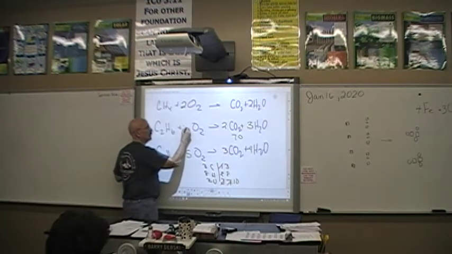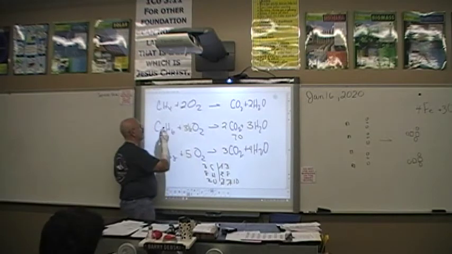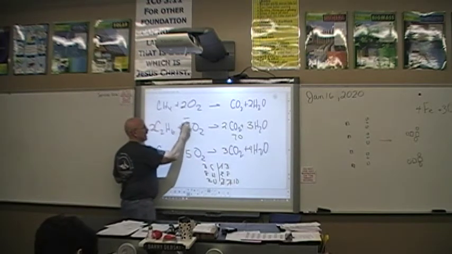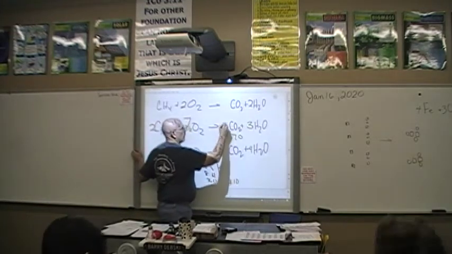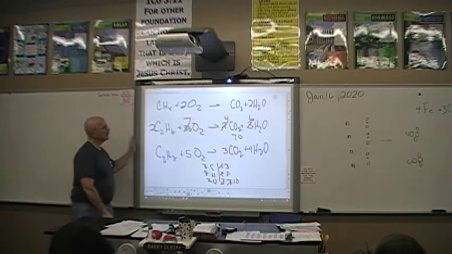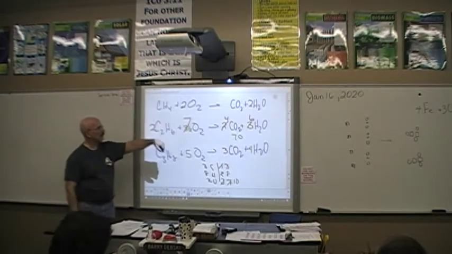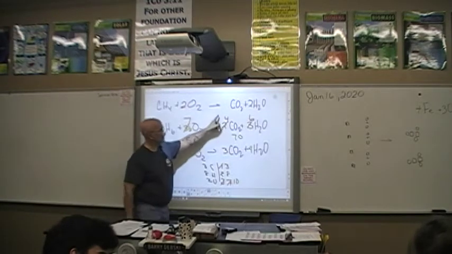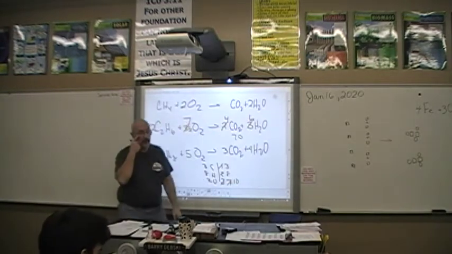So this is one where you go 3.5. Okay, 3.5 times 2 is 7, and then double them. So we end up with the following coefficients: 2, 7, 4, and 6. Does that make sense? 2 carbons, 2 times 2 is 4, I got 4. 2 times 6 is 12, 6 times 2 is 12. 7 times 2 is 14, 4 times 2 is 8, plus 6 is 14.